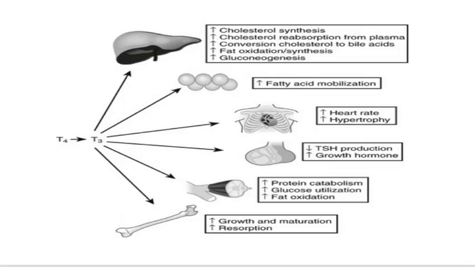So the thyroid gland, we get T4, and then T4 is actually a pro-hormone, and it gets converted to T3 at the sites. So here it's heavily involved in cholesterol synthesis, reabsorption, and in fact, oxidation, as well as gluconeogenesis. It does have fatty acid mobilization, increases heart rate and hypertrophy, decreases TSH production, right? That's in negative feedback, and then increases growth hormone.